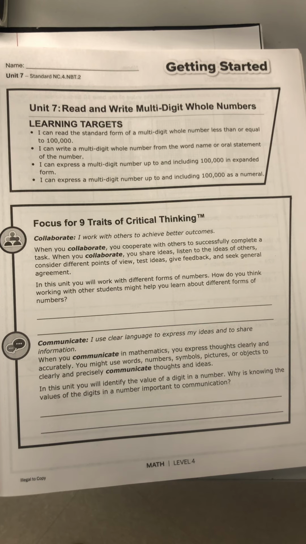And then the second one, communicate. I use clear language to express my ideas and share information. When you communicate in mathematics, you express thoughts clearly and accurately. You might use words, numbers, symbols, pictures, or objects to clearly and precisely communicate thoughts and ideas. It says in this unit, you will identify the value of a digit in a number. Why is knowing the value of the digit in a number important to communication? Write it down.